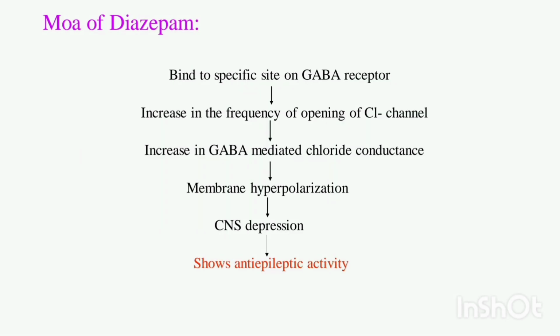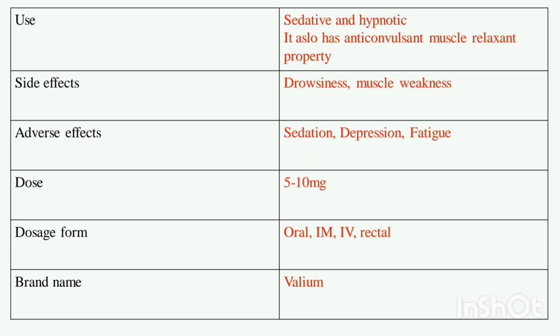Diazepam binds to a specific site on the GABA receptor. Then it increases the frequency of opening of the chloride channel. Then it increases GABA-mediated chloride conductance. It leads to membrane hyperpolarization. Then it shows the depression of CNS activity. The result of all this shows the anti-epileptic activity.